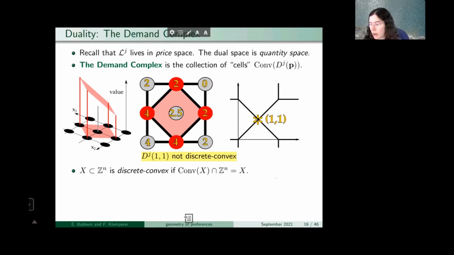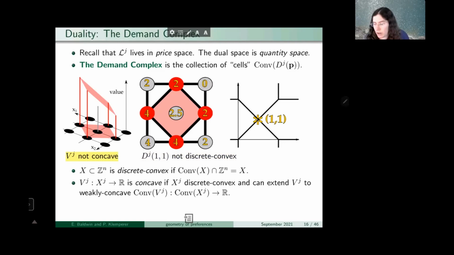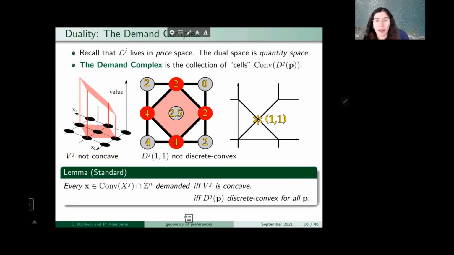So that set's not discrete convex, and that corresponds exactly to the valuation that we're plotting here failing to be concave. A valuation would be concave if we can extend it to a weakly concave function across the convex hull of its domain. And this one, clearly we can't, because that bundle in the middle has too low a value. And this lemma is exactly the analog of what you see in the continuous case: every bundle in the domain or in the discrete convex hull of the domain is going to be demanded if and only if that valuation is concave, and that's going to hold if and only if the demand set is discrete convex at all prices. So that's the relationship between demanding a bundle and what happens at every individual price.